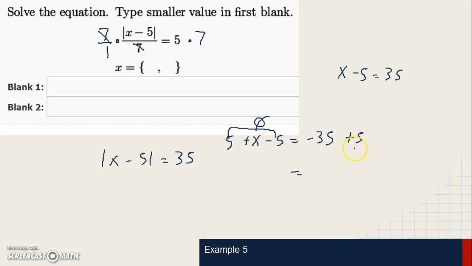If I owe somebody $35 and I only have 5, after I pay off what I can pay them, I still owe them 30. And the same operation up here. Add 5, x equals 40. Which one of these is smaller? We know that negative 30 is smaller, so I'm going to type that in first.